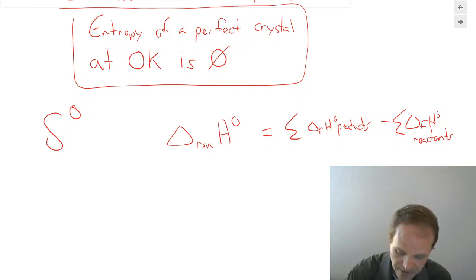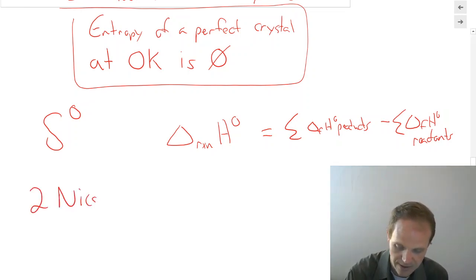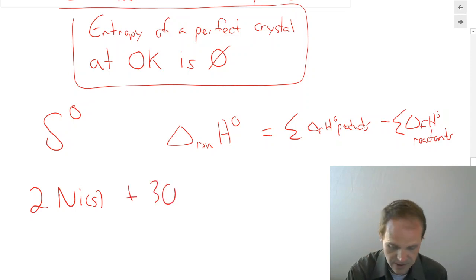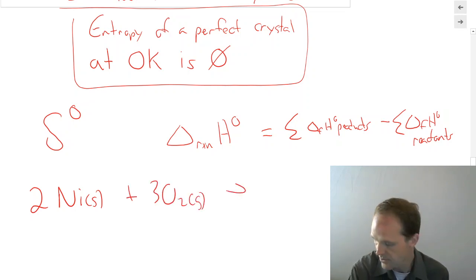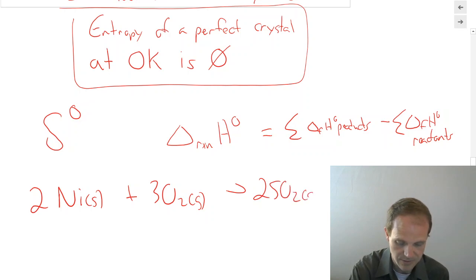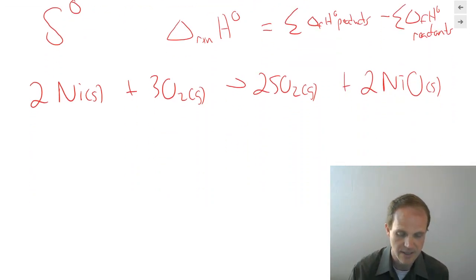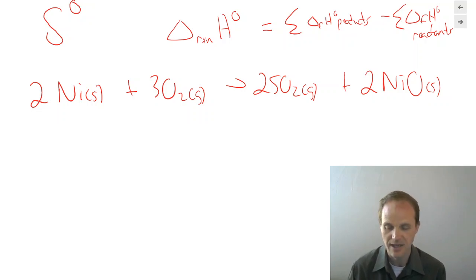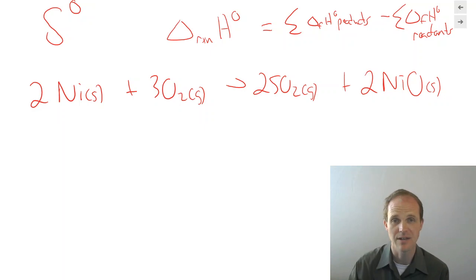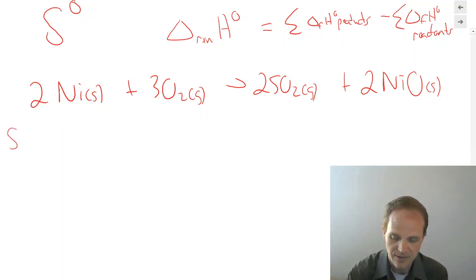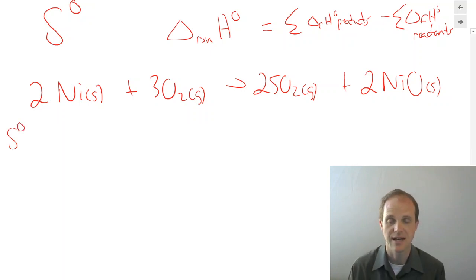So let's do an example. Let's do the reaction 2 Ni plus 3 O2 goes to 2 SO2 and 2 NiO. So we've got something that looks a little like that, and it's hopefully a balanced reaction. And what we're going to do is just go to a table, right? On a test or quiz, you'll always have access to those tables that I give to you. And we're going to look up those standard entropies, again, not a formation.